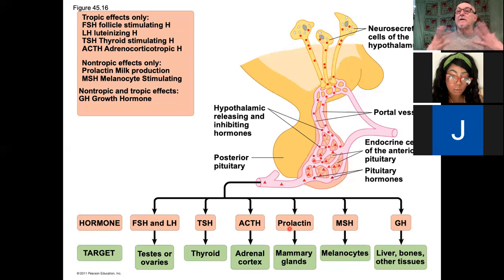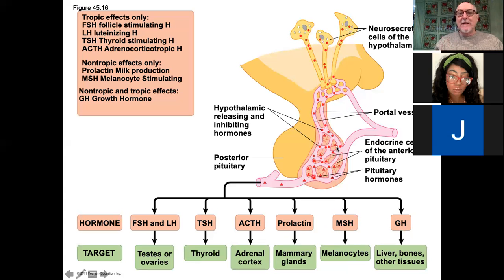Prolactin operates directly on the tissues of the breast. Those are not endocrine tissues. Melanocyte stimulating hormone also, I'll just tell you, is not directed at endocrine glands. Growth hormone is directed at endocrine glands, but also at the other tissues in the body. It operates both by signaling to other endocrine glands, but also by directly causing effects on muscle, bone, liver, all sorts of things as well. So there's a distinction there.